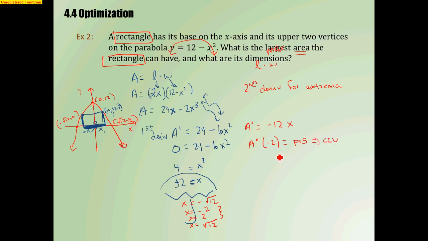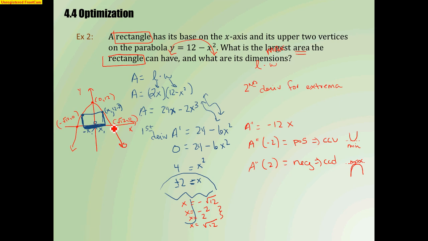And remember, at -2 is where the first derivative was equal to 0. So the first derivative being equal to 0 and concave up is a minimum. But A double prime at 2, -12 times 2, is negative, which means I am concave down. And because at 2 the first derivative was 0, I have a horizontal tangent, and at the same place I'm concave down, meaning that there is a maximum.